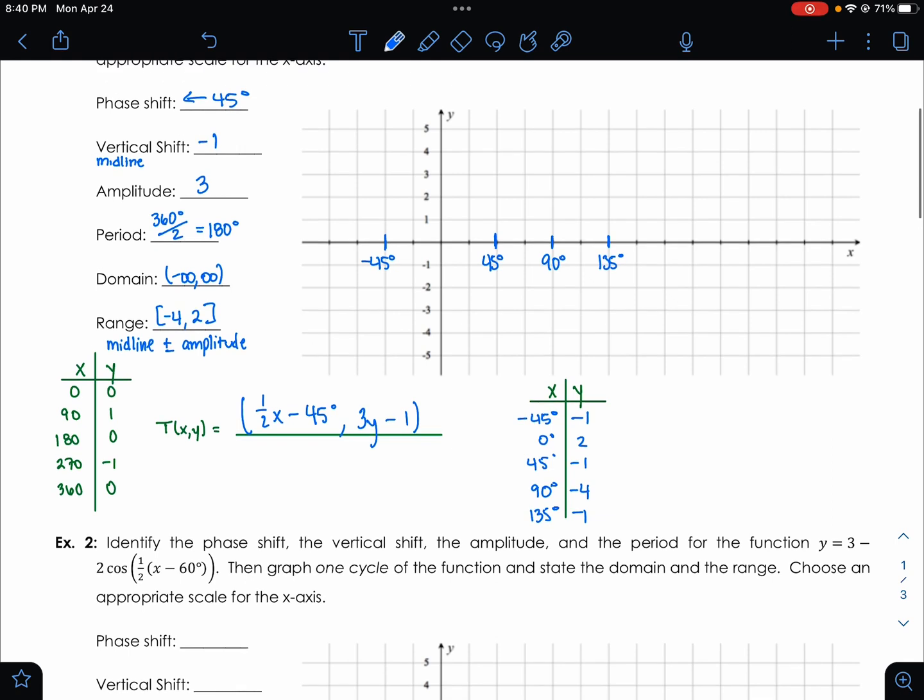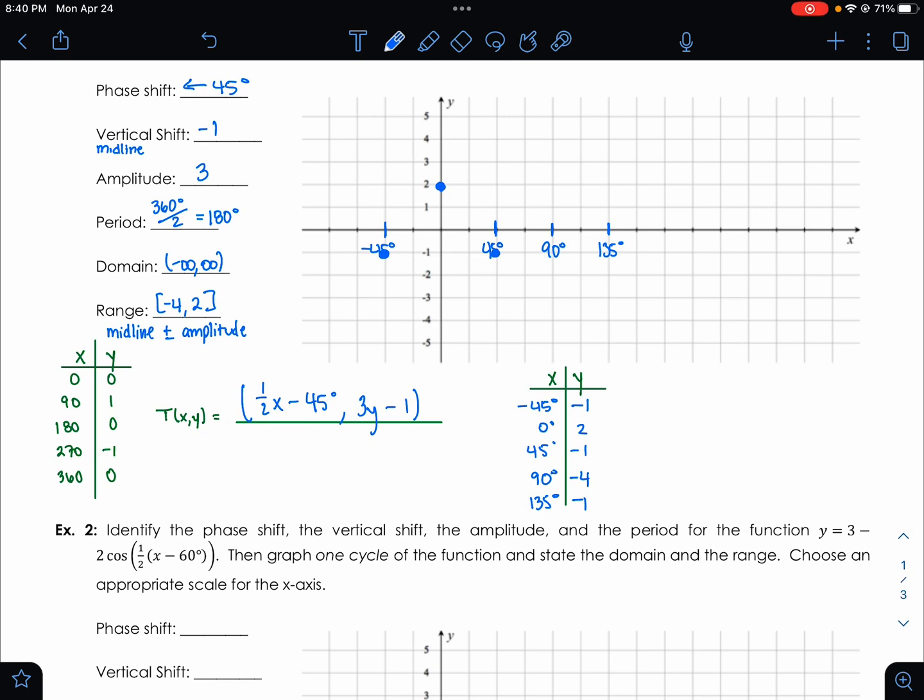And so we go ahead and we place these points on our graph. So we have negative 45, negative 1 right there. We have 0 degrees and 2 right there. We have 45 and negative 1, which is right there. 90 and negative 4, which will be right there. And 135 and negative 1, which will be right there. And we're going to go ahead and connect our points with a smooth curve.